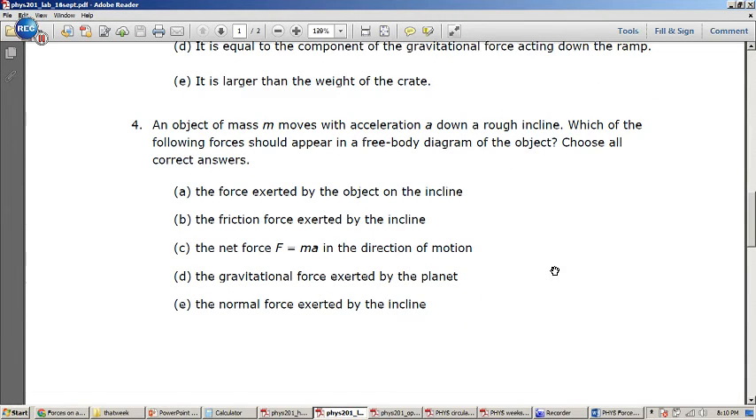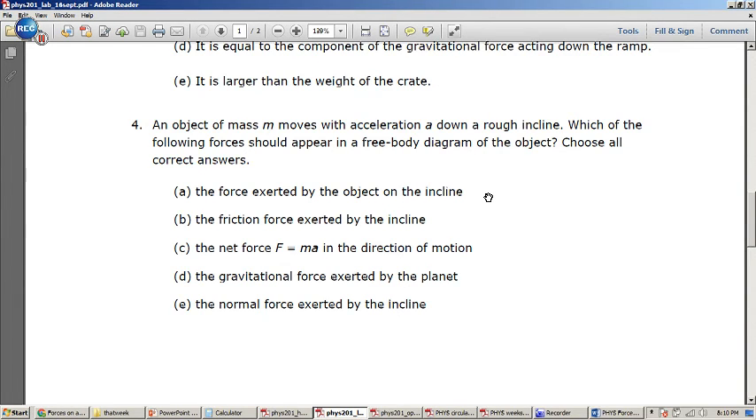Number 4 is the same sort of thing. How can I identify the forces on an object? Free body diagrams should only have forces, and they should only have forces on the object that's of concern. Right? So they shouldn't have forces by that object. They should have forces on that object. So you can look through these.